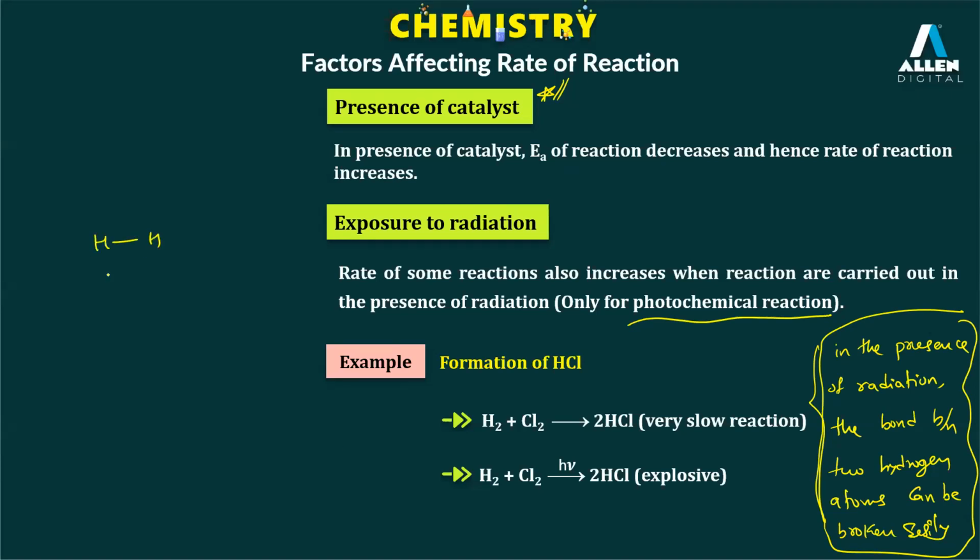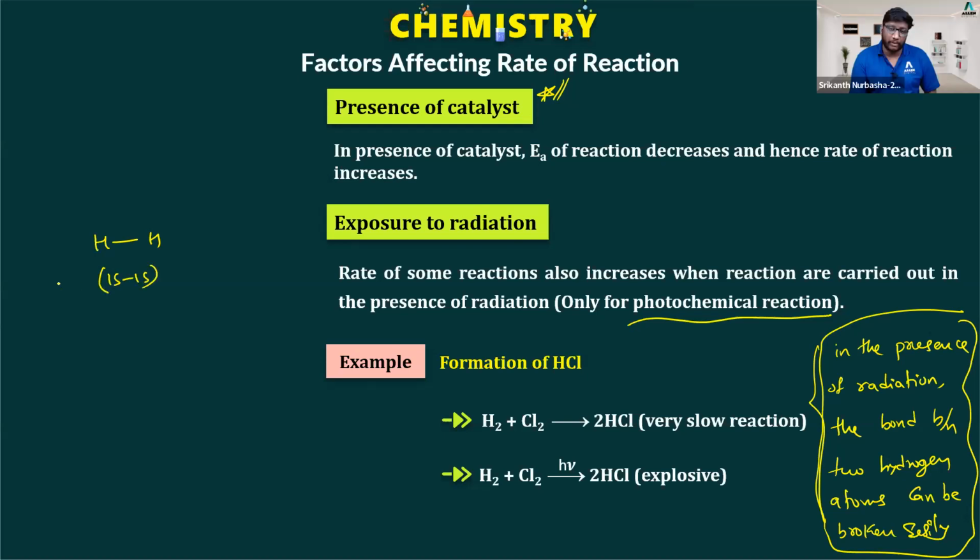Between two hydrogen atoms, we have 1s overlapping. 1s is the smallest atomic orbital. The smallest atomic orbitals will overlap to a maximum extent. The greater the extent of overlapping, the greater the strength of that bond. Because of this stronger bond, H2 and Cl2 forming 2HCl will happen in the presence of sunlight. So the rate of this reaction is going to increase in the presence of sunlight.